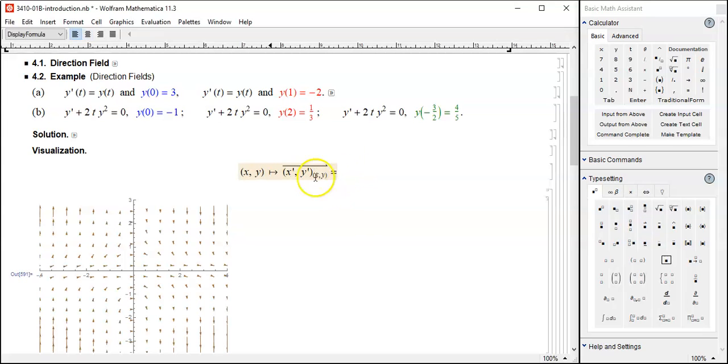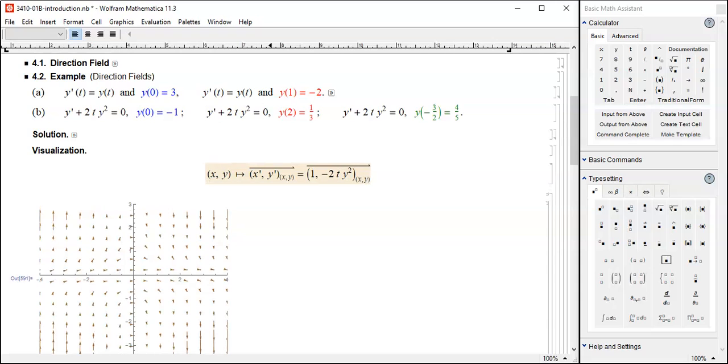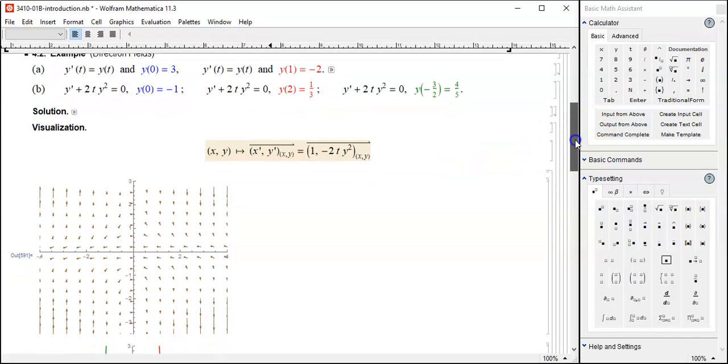But then again, what is this vector? Again, x and t are the same. So x prime is just 1. And what is y prime here? Y prime is equal to negative 2t y squared, isn't it? What's y prime? Y prime is equal to negative 2t y squared. Do you see it? So that's the arrow, that's the vector.